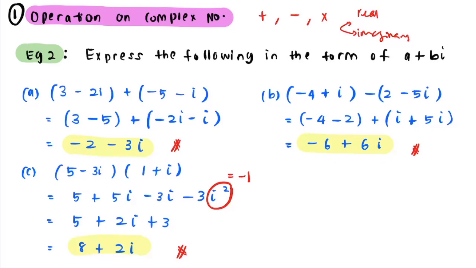This is multiplying. So what you should do is just multiply one by one. Open up this one, so it becomes like this. Whenever you see i squared, straight away change it to minus 1. So minus 3 times minus 1, this is now 3. Then to solve this, the real part is 8 and the imaginary part is 2i.